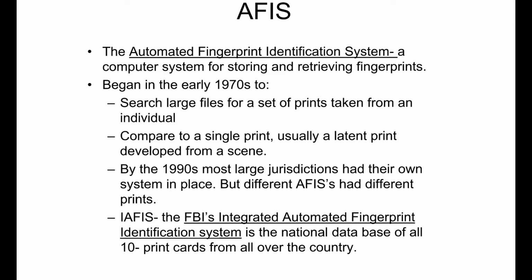The problem was everyone's AFIS had different prints. So the AFIS for Texas had prints that the AFIS for California didn't have, that the AFIS for New York City didn't have. So that was a bit of an issue. So in the 2000s, IAFIS came on board, and IAFIS is the FBI controlled integrated fingerprint identification system, and this is the national database for every single 10 print card, all over the country. So IAFIS has every single print that's American based, whereas AFIS just has local prints.